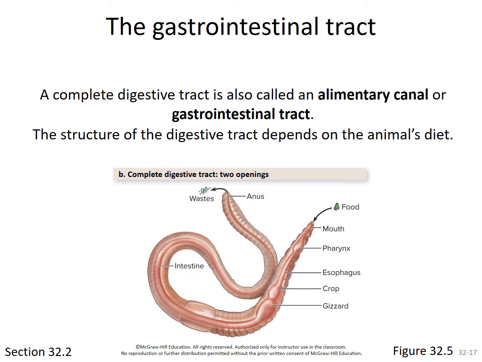A complete digestive tract is also called an alimentary canal or a gastrointestinal tract. That's usually shortened to GI tract. That's what most people use, frankly, because it's a lot easier to say than gastrointestinal or alimentary. So the structure of this digestive tract depends on the animal's diet, and this is something that I made reference to a little bit earlier.